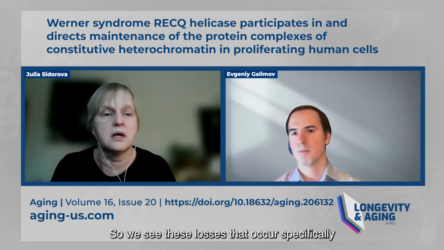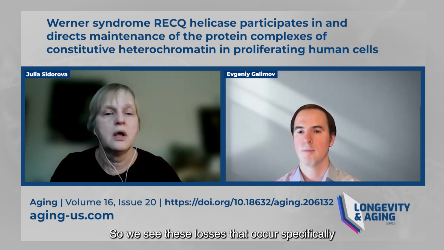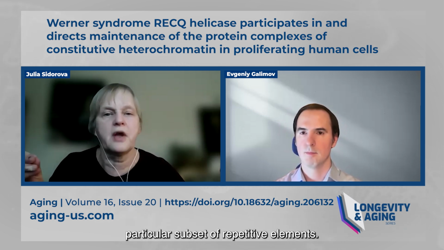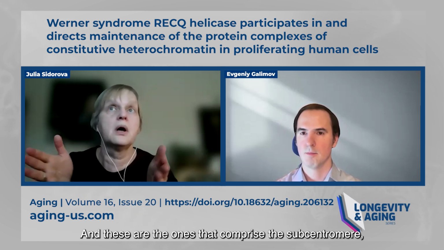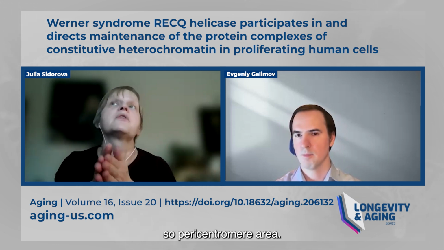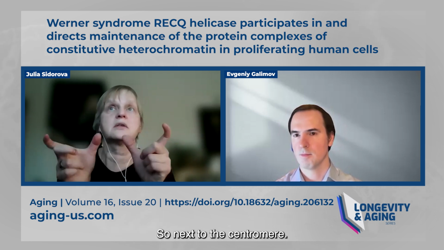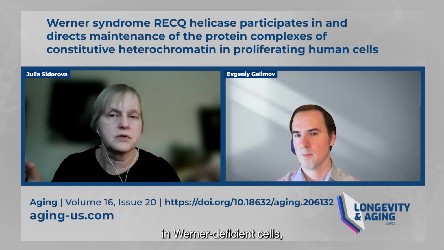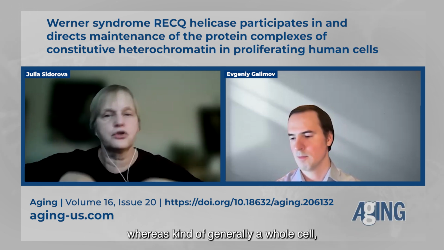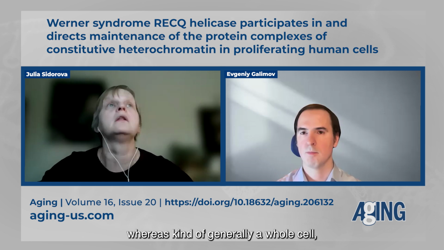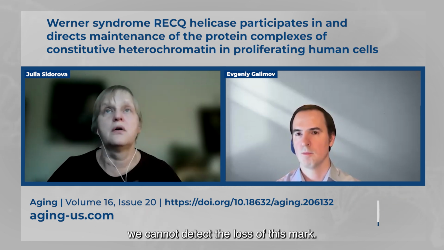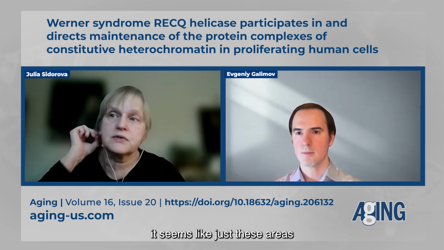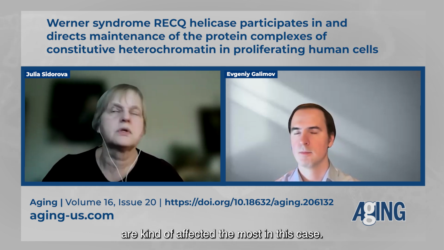So we see these losses occur specifically, in this particular case, on a particular subset of repetitive elements, and these are the ones that comprise the subcentromere, so the pericentromere area, next to the centromere. These repetitive elements lose the mark in WRN deficient cells, whereas in the whole cell, we cannot detect the loss of this mark. So it seems like just these areas are affected the most in this case.